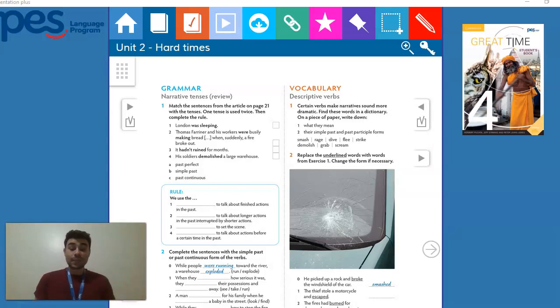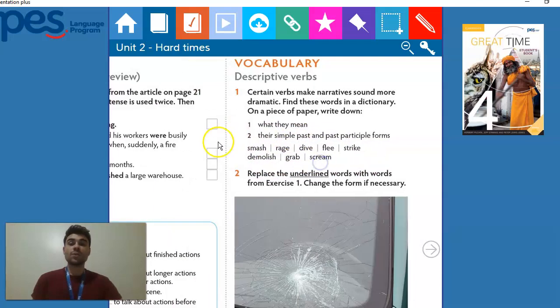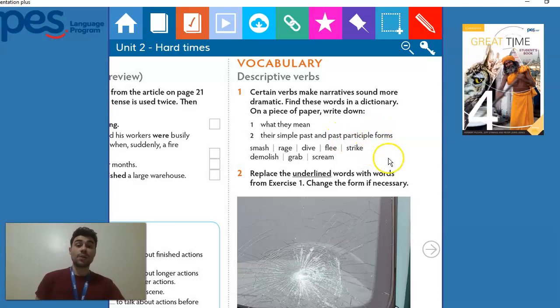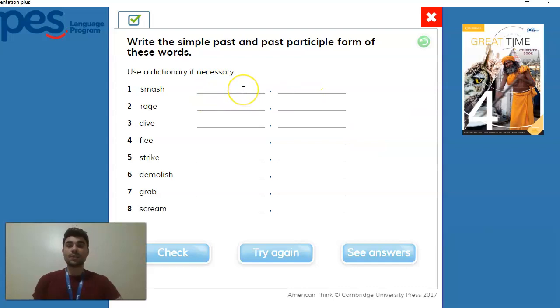Hello again, everyone. So now we're going to continue talking about those descriptive verbs that we started on your study guide, right? There we asked you to do this first part here on page 22. You had to look for the meaning of these verbs and also their simple past and past participle forms. So let's first check the verbs and their past and past participle forms, right?